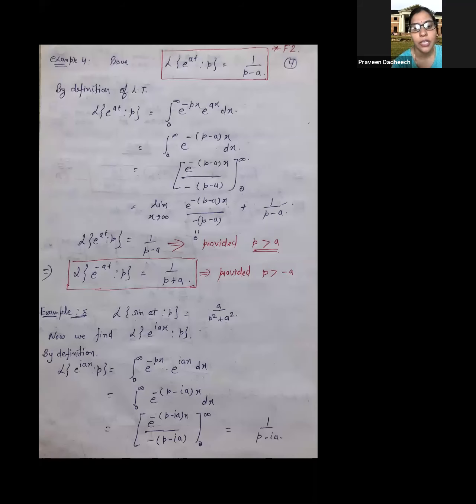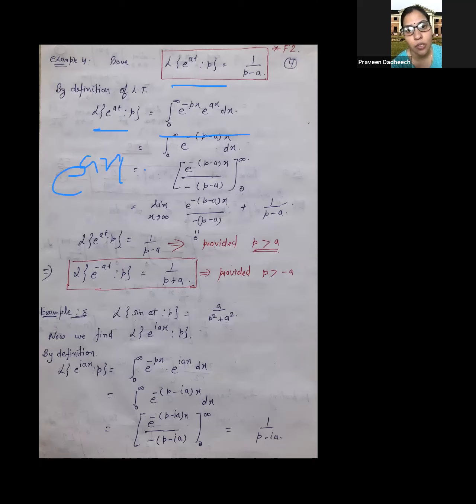Now let's take another example. When our function is e raised to the power ax, it can be ax or at, whatever you take. The Laplace transformation of the function, L of e to the power ax. Now we take the Laplace transformation, putting this: integral from 0 to infinity of e to the power minus px times f(x), where f(x) is e to the power ax, dx.